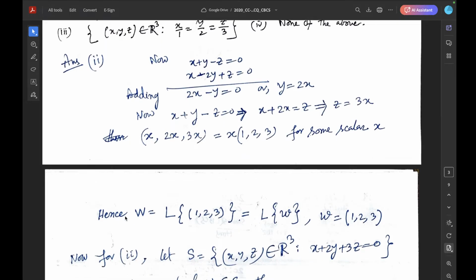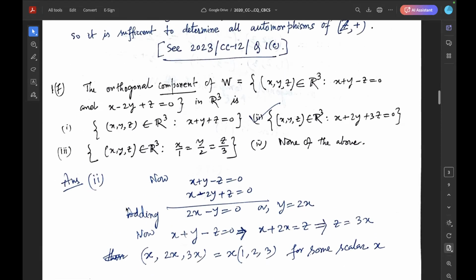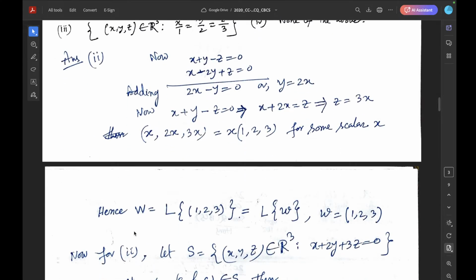Hence W, this set, equals the linear span of the singleton set, the triplet (1, 2, 3). So W equals the linear span of the vector (1, 2, 3), which belongs to R3.